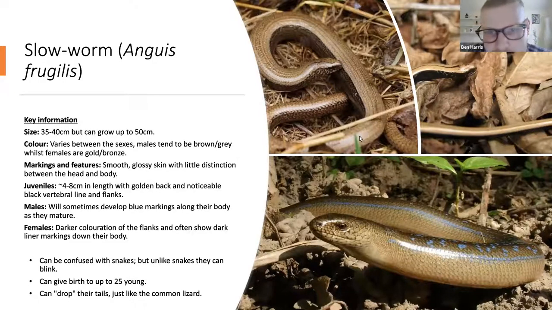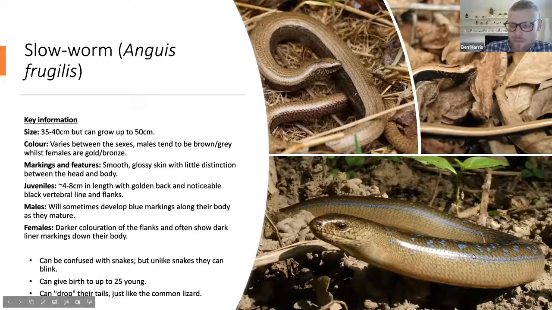But if you look closely, you'll see some very faint lines running down the length of the female, and you tend not to get that on males. The males are this kind of more boring brown or grey colour. But once in a while, you may find this blue flecking all the way down the male's body. And you'll find that on some males, not all of them. They tend to develop it the older they get.